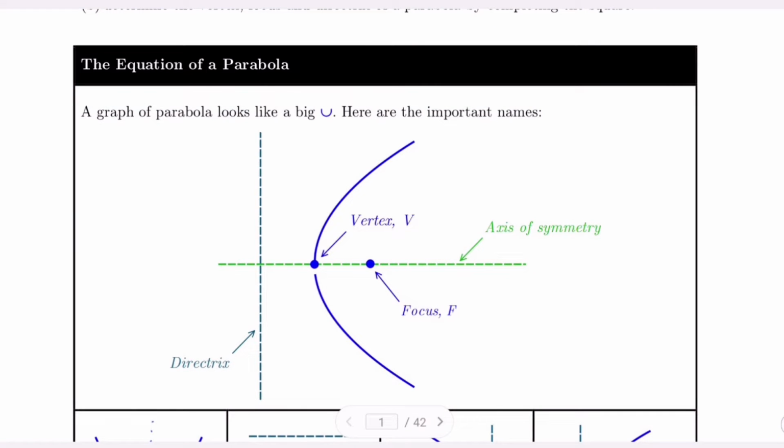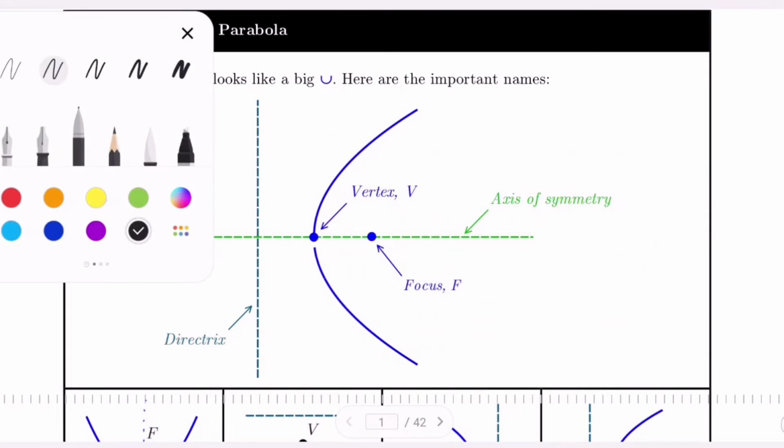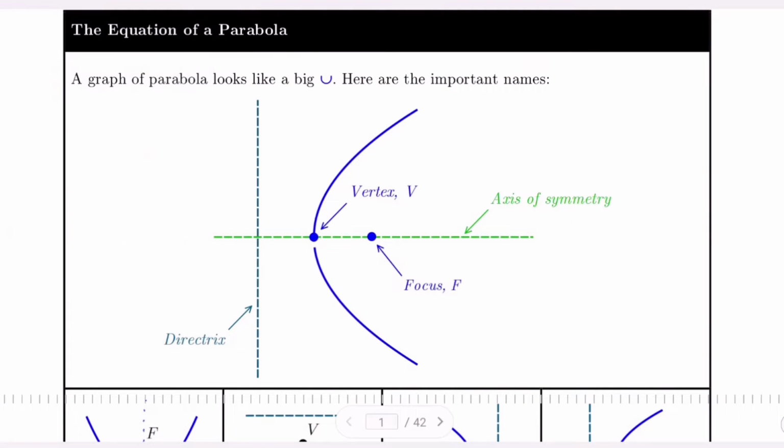So what is a parabola? So parabola basically looks like a big U. So parabola consists of vertex that we label as V, focus that we label as F, directrix, and also it has a line of symmetry that basically divides the parabola into 2 symmetrical shapes.